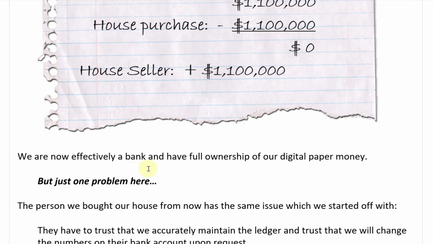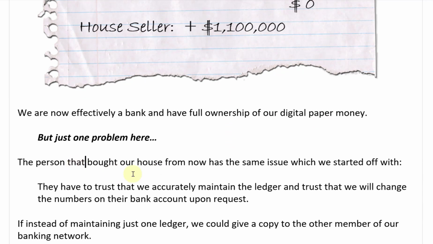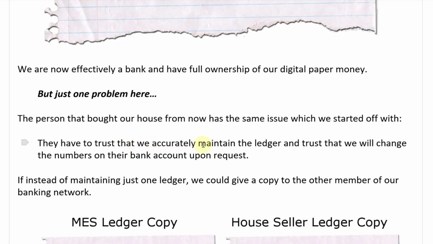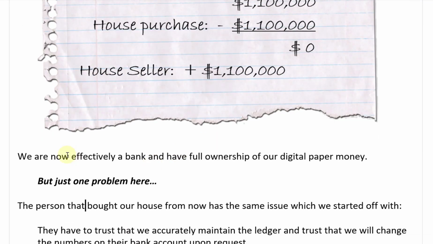So we are now effectively a bank and have full ownership of our digital paper money, but just one problem here. The person that bought our house now has the same issue with which we started off. They have to trust that we accurately maintain the ledger and trust that we will change numbers on their bank account upon request. So all we've done is become the bank, but now the seller's wondering why am I trading my house for this piece of paper?